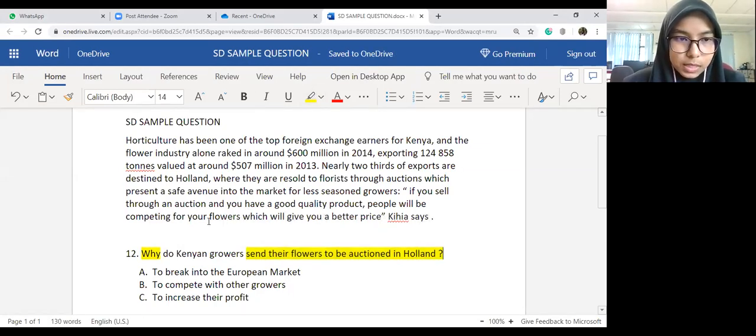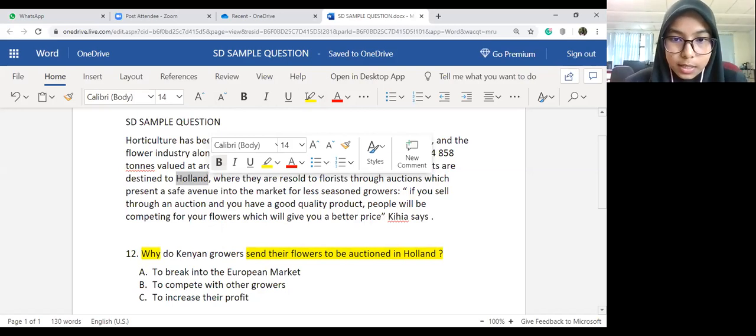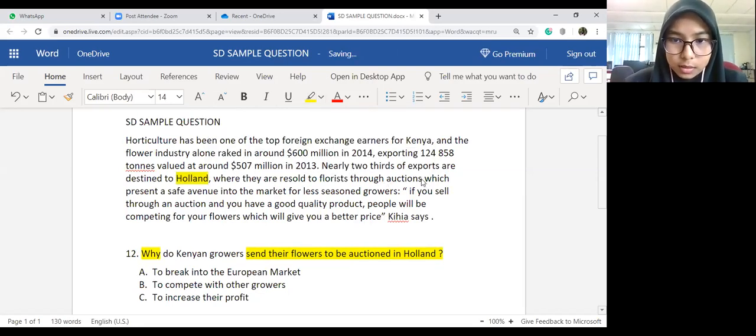So I already prepared the passage regarding the question. You can see here: nearly two-thirds of exports are destined for Holland, where they are resold to florists by auction, which presents a safe avenue into the market for less seasoned growers. If you sell to an auction and you have a good quality product, people will be competing for your flowers, which will give you a better price. So the keywords from the passage here are Holland and auction, because you have a matching with the statement.